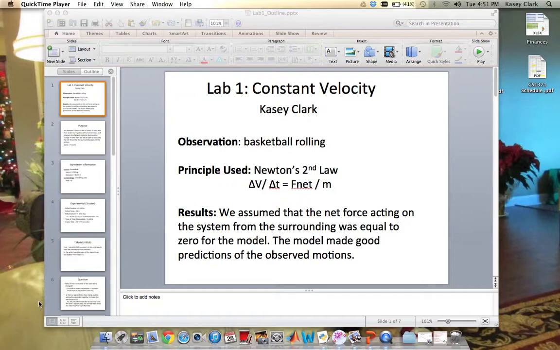And we assumed the net force was equal to 0 for the model, and the model made relatively accurate predictions that matched with the observed motions. And the purpose of this is to observe the motion and use known info like mass, change in velocity, and change in time to get data like the net force, which is otherwise unattainable by just simply observing a motion.